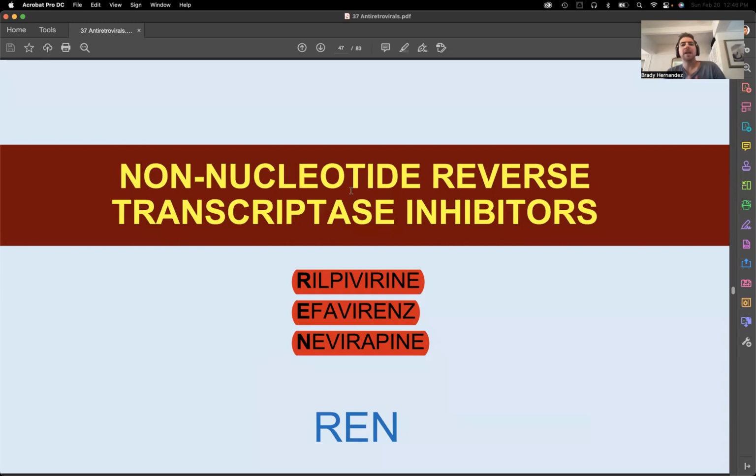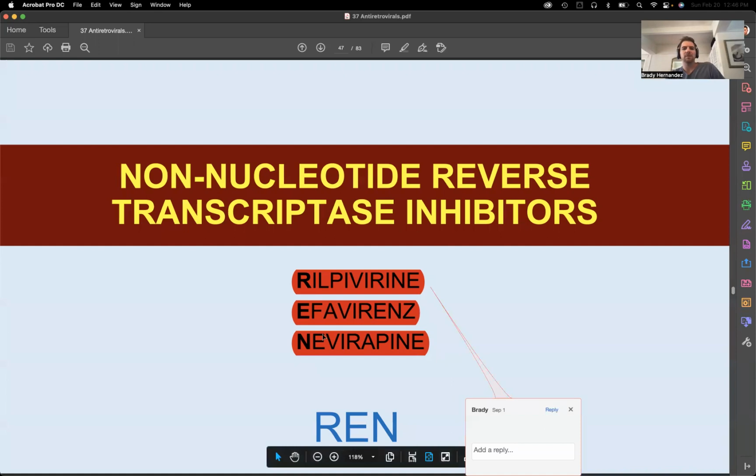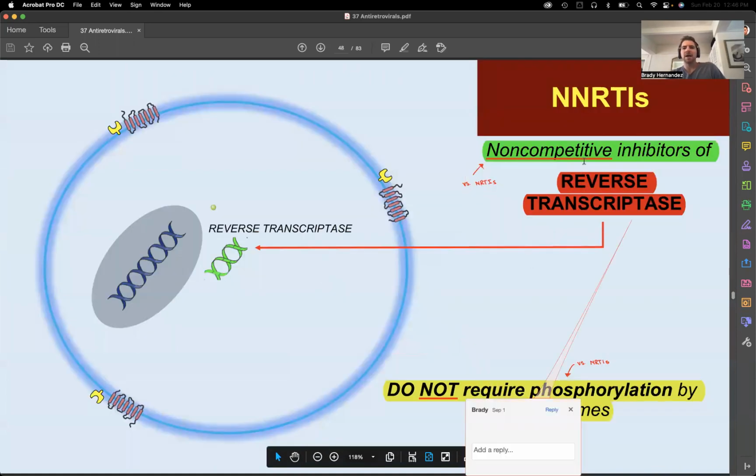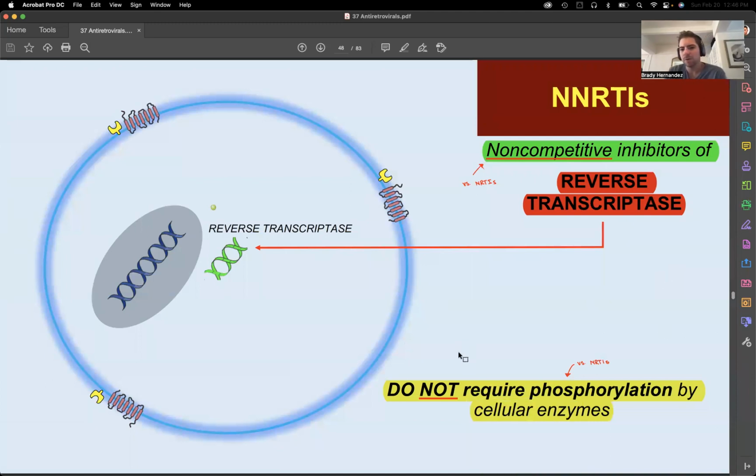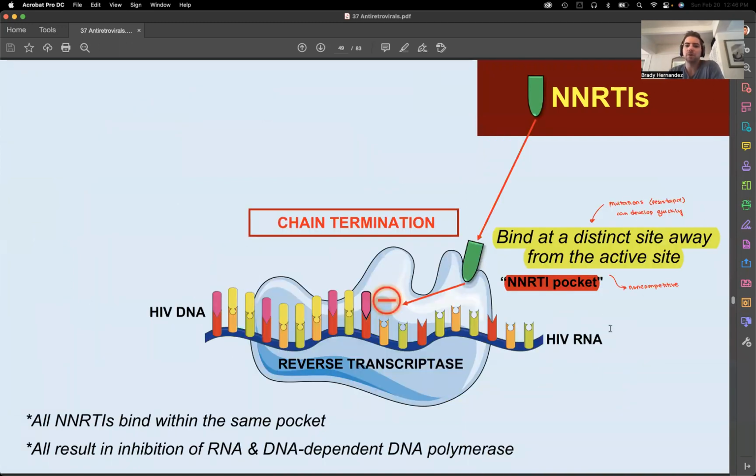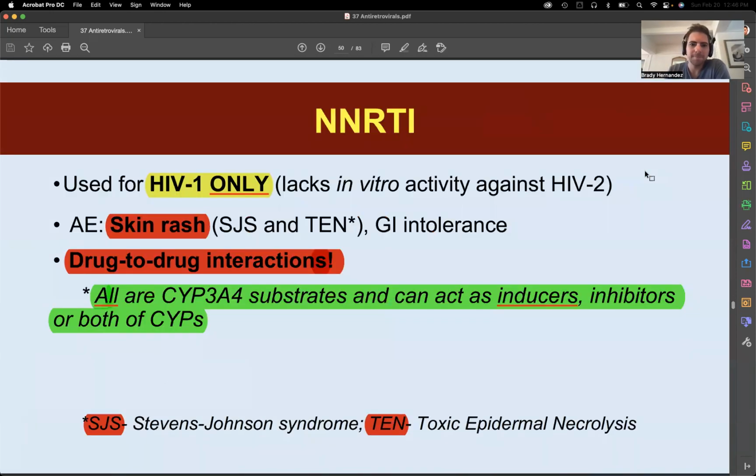All right, and then you have the non-nucleoside reverse transcriptase inhibitors. So this is the 'ren' ending, that's how you remember these. Okay, so non-competitive inhibitors, whereas the other ones were competitive inhibitors, which means these do not require phosphorylation versus the NRTIs. Okay, so that's how you keep those separate, but they do create chain termination. They just don't compete for that binding site. They have their own allosteric binding site. Okay. Drug-drug interactions, skin rashes, Stevens-Johnson, it's problematic. Okay.